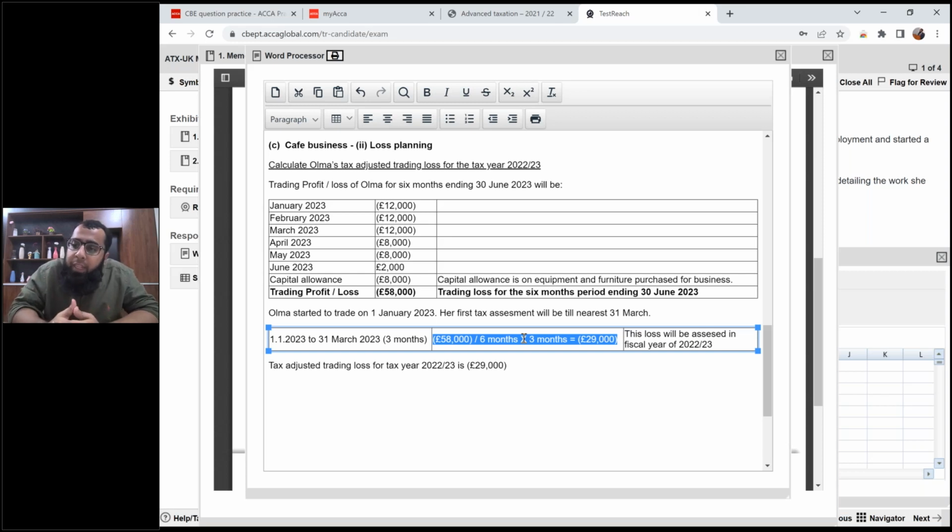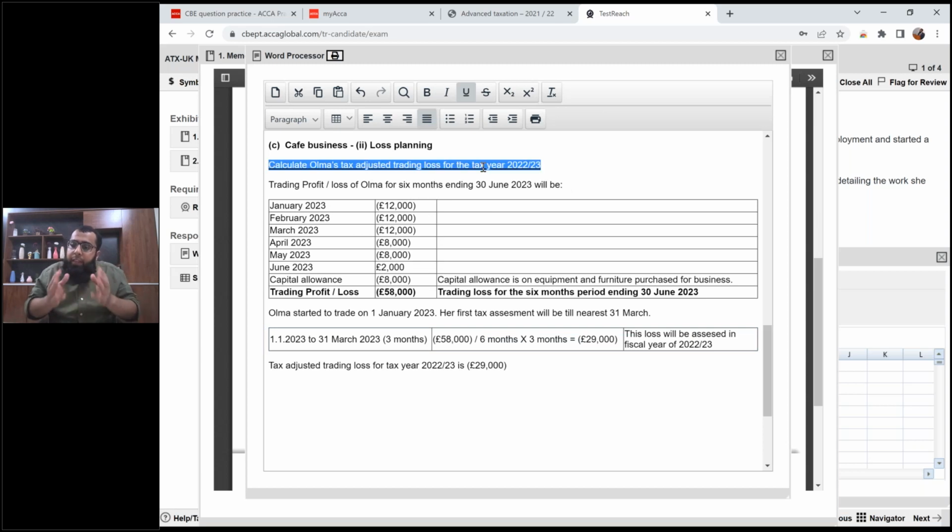Sir, how did you know that you have to apply basis period assessment? Since there was a start of the business, so always in the first year there is basis period. I will repeat it again. The question was that calculate the trading loss for 2022-23. See, 22-23 is the tax period. Listen to me. We never go for the entire fiscal year first.